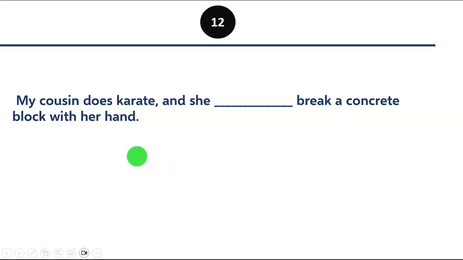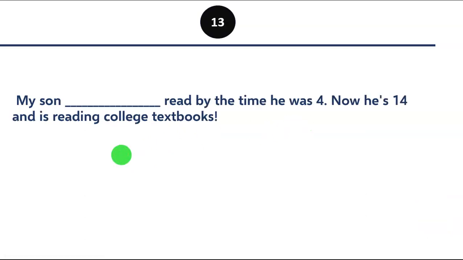This is the present tense. She can do it right now. Your 10 seconds start now. Your time is up, and she can break a concrete block with her hand. As I gave you the hint, this is in the present tense. My cousin does karate and she can break a concrete block with her hand. Let's move on to number 13.